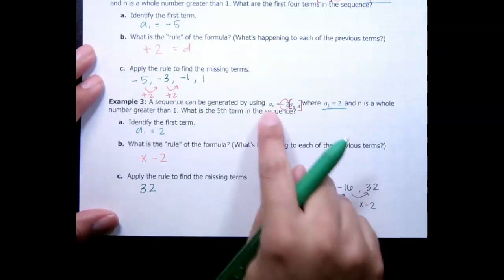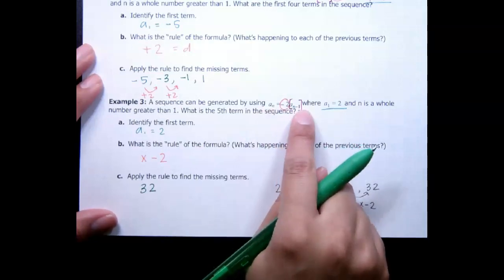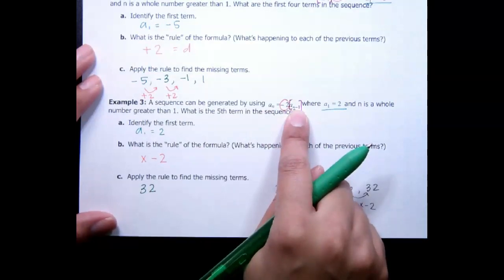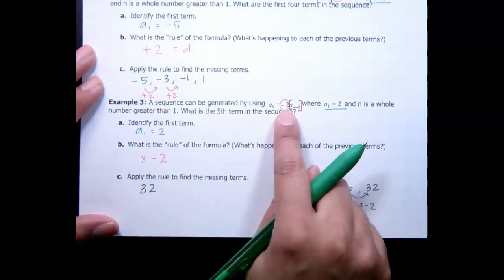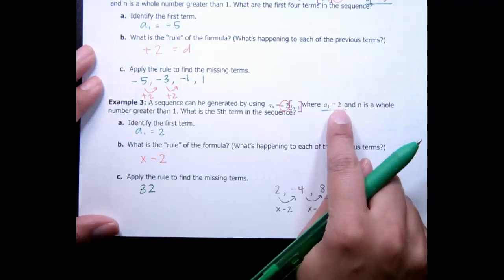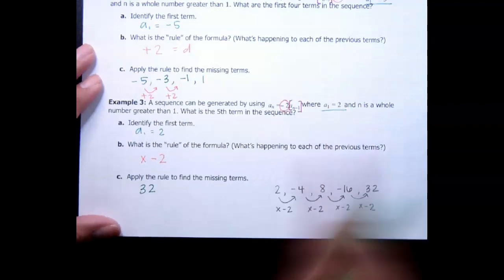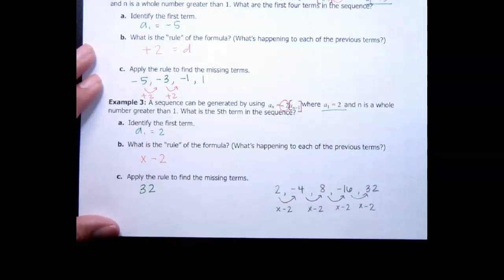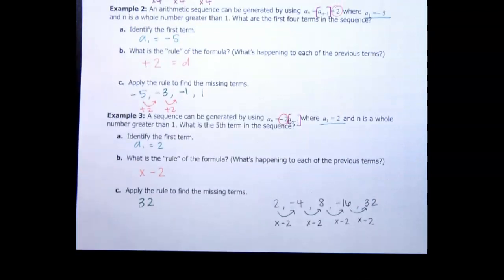So by looking at the recursive formula that you're given, you just need to be able to see what is happening to each of the previous terms. Are they adding or subtracting a number? Is it being multiplied by a certain number? And once you know the first term, you just start applying that rule to find the missing numbers. Now try your practice and check your answers in the answer keys.